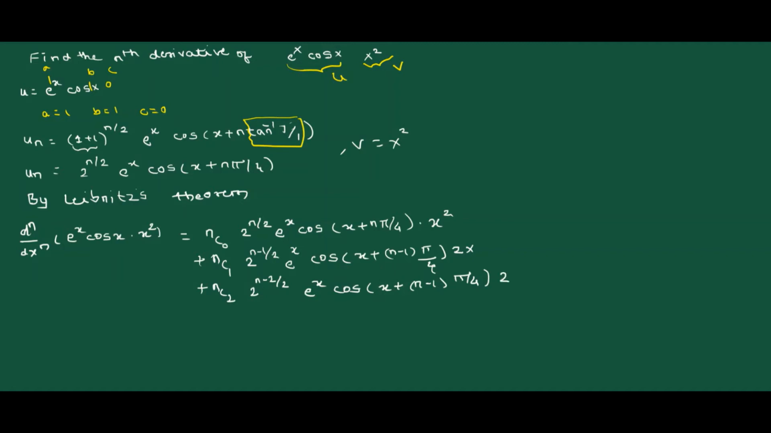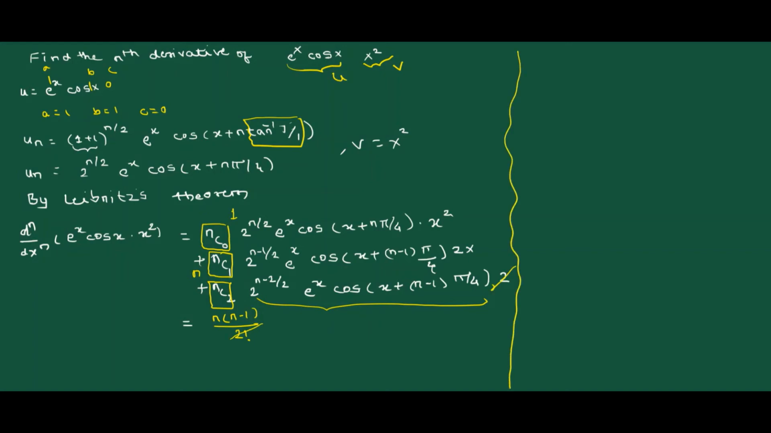2x, its differentiation is 2, and this is equal to, next you can write, I will show you here only, nc naught value is equal to 1, nc1 value is equal to n and nc2 value is equal to n into n minus 1 divided by 2 factorial. Rest of the terms as it is in each case, and here 2 factorial and this 2 get cancelled. So now I will write directly the remaining terms.